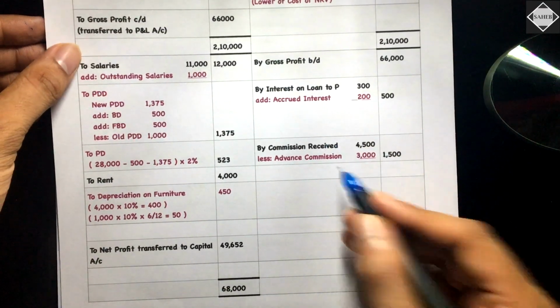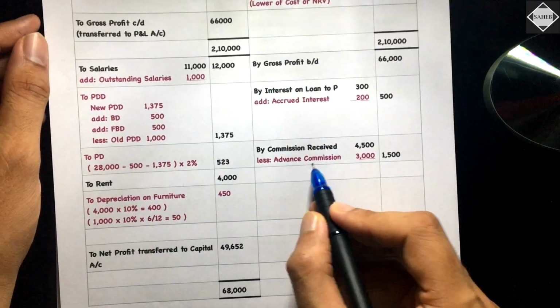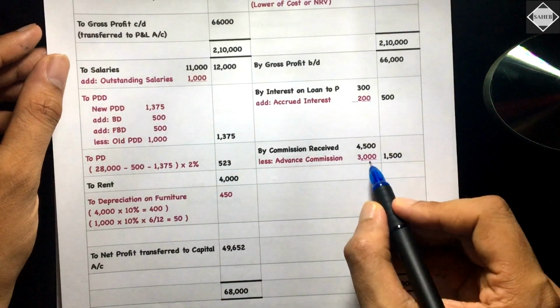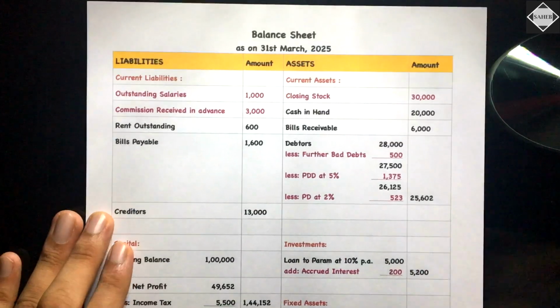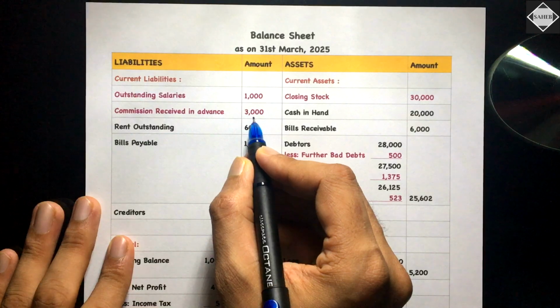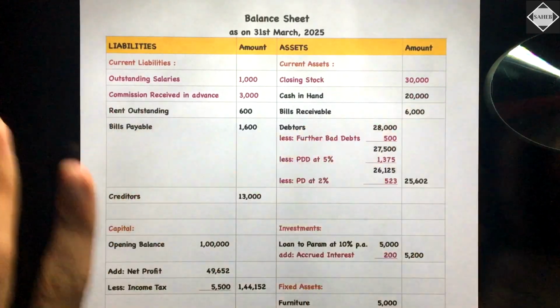Do we have any more adjustments? Yes, commission. No, commission is there. So advance commission. Commission received in advance is a liability. You all know. How much? 3,000. Just take it. Commission received in advance is a liability, 3,000. Current liability. Right? Now all adjustments are over.